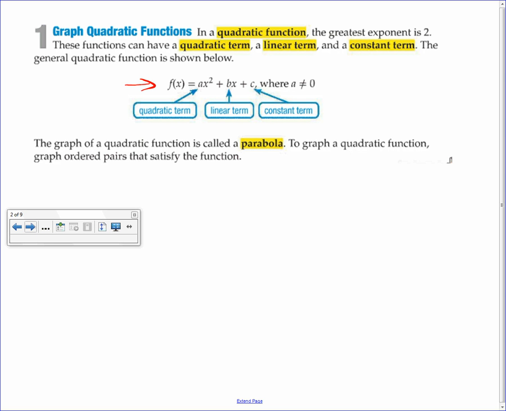All right, some things that you want to look at on your quadratic function are, first of all, the thing in front of x squared. That is called our quadratic term. The thing in front of x is our linear term, and that number at the end is your constant term. All right, so in front of x squared you have a, in front of x you have b, and at the end you have c. When graphed, these things will graph what's called a parabola.